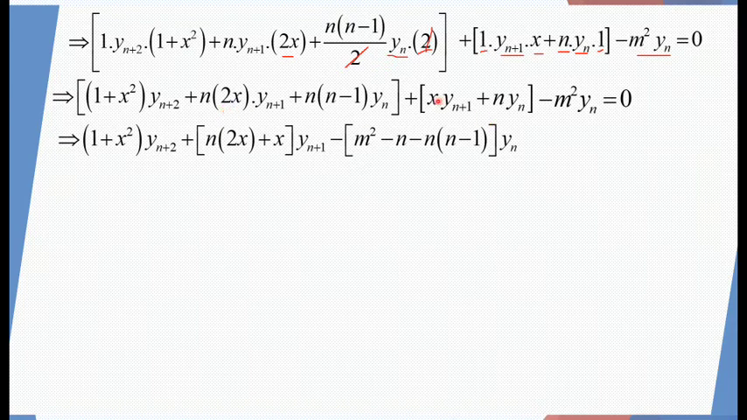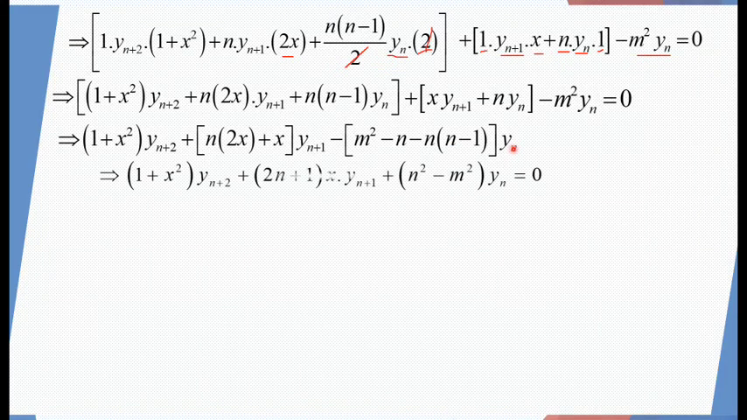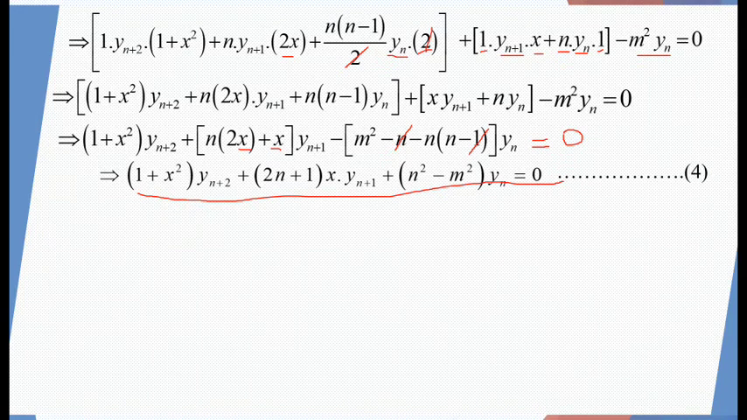So n into 2x plus x, and minus yn, so m square minus n into (n minus 1) yn equals to 0. From here this x can be taken outside, and this minus n function will cancel out. So this function arises, which we have to prove, letting it be equation number 4.